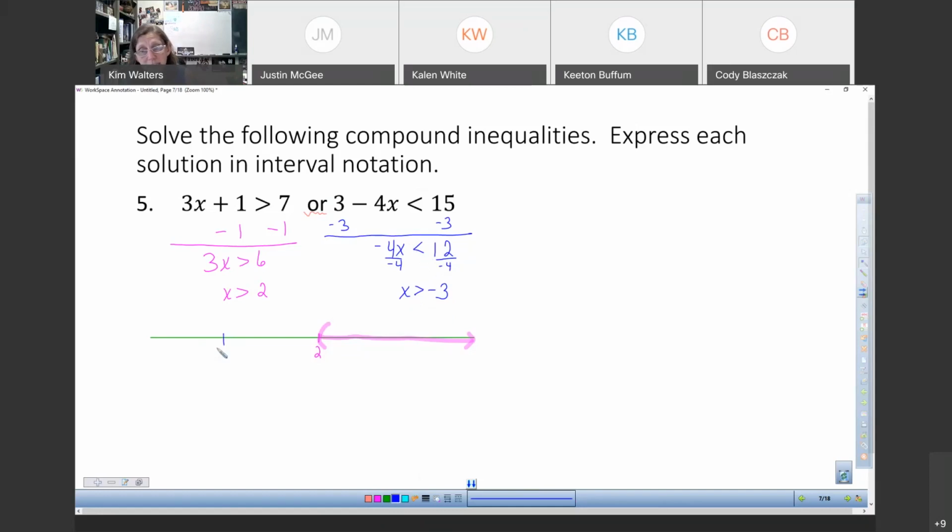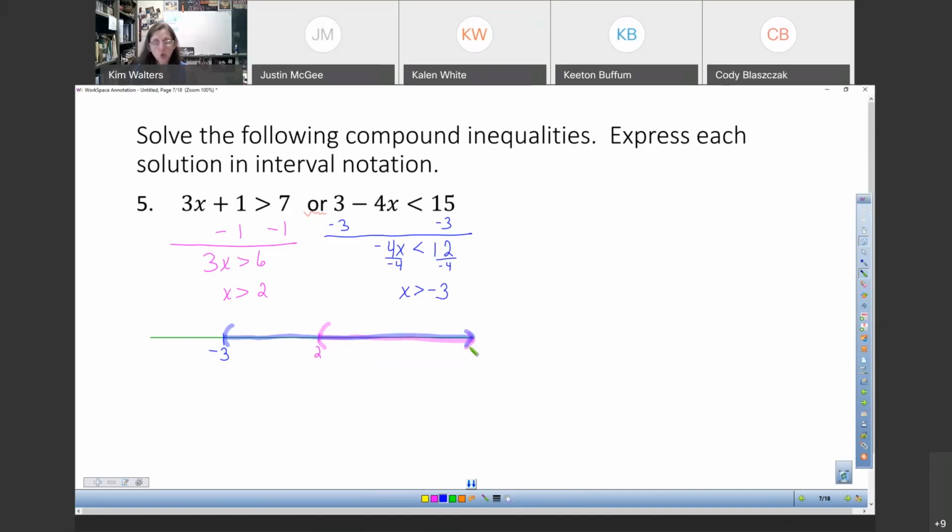Negative 3 is over here to the left of positive 2. It's greater than, so it's going to shade to the right with a round bracket, okay? Because there's no equals to under here. So let's do this. Round bracket on negative 3, shaded to the right.